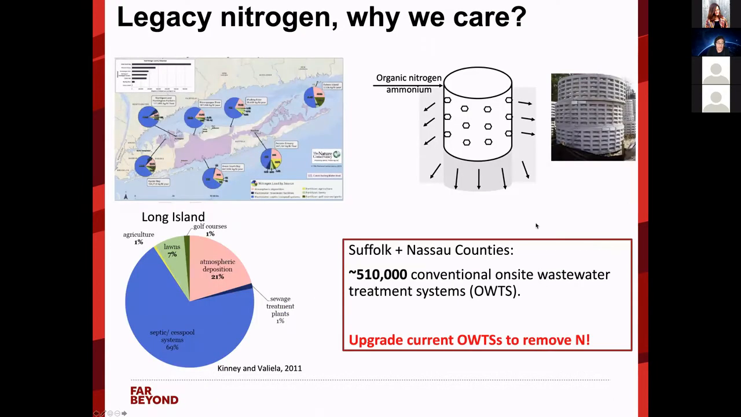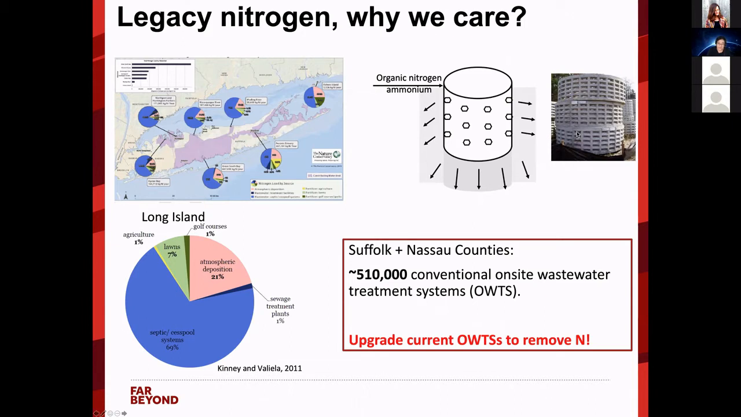If we look at Long Island, where are we in terms of legacy nitrogen presence and quantity? In this slide, you can see, according to a previous study, in Long Island's Great South Bay, almost 70% of the nitrogen source comes from the on-site wastewater treatment units, such as septic tanks and cesspools. A current septic tank and cesspool includes a concrete leaching ring with holes on the side and no bottom.